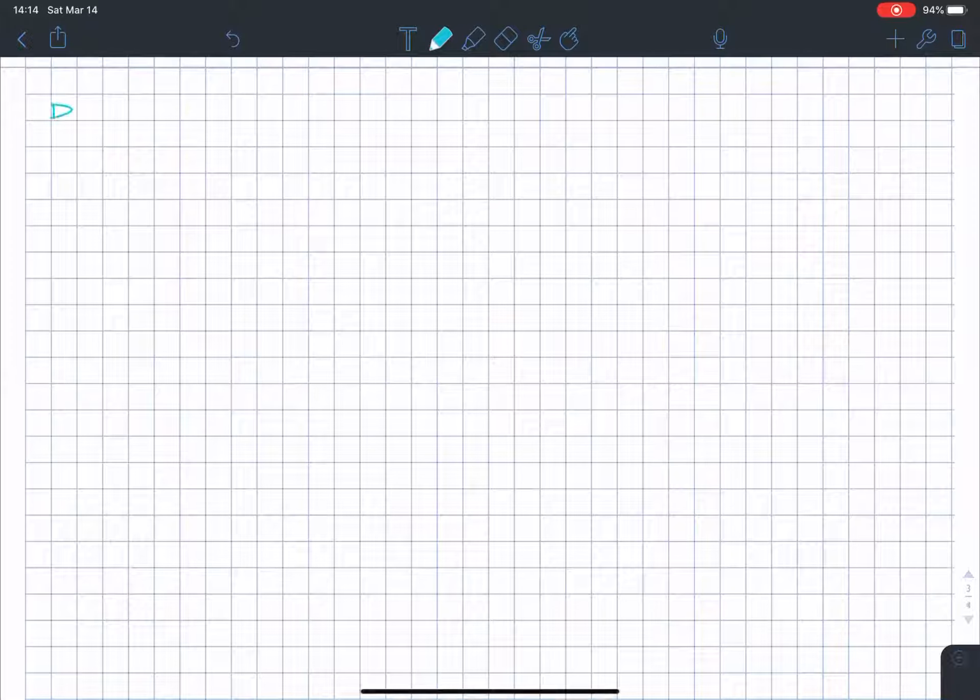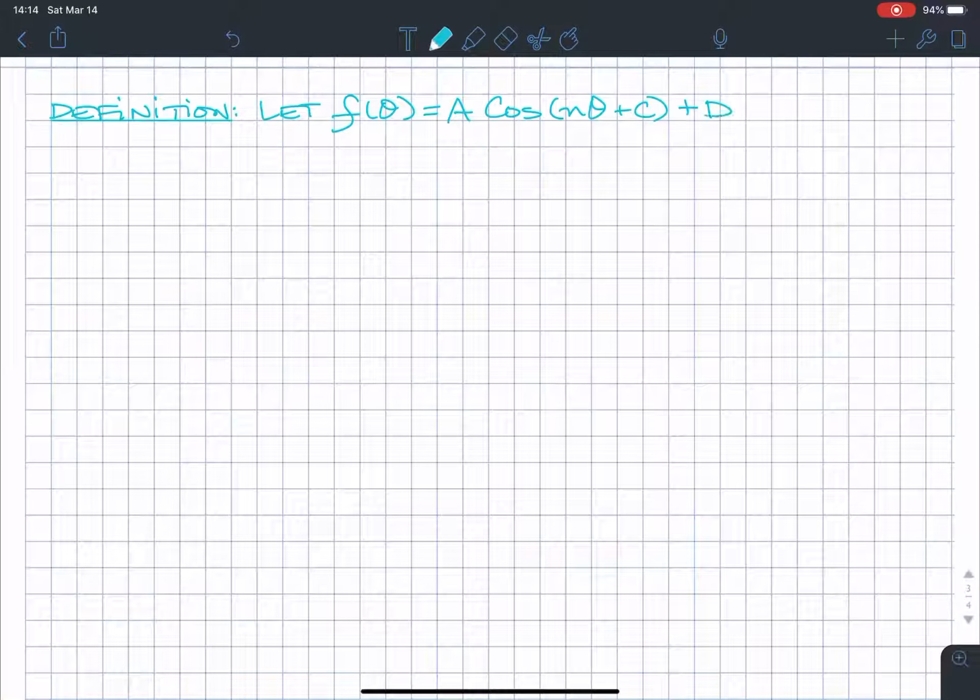Okay, so definition. So let's let f of theta be equal to either a cosine of the quantity n theta plus c plus d, or let's have that f of theta is a times sine of the quantity n theta plus c plus d. That's a d, not a b. D.